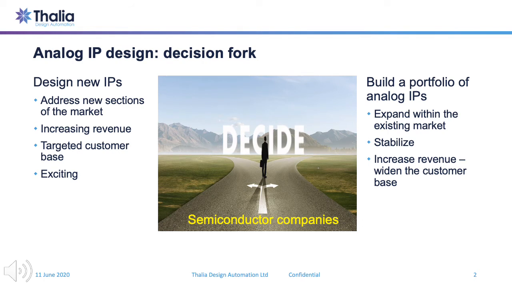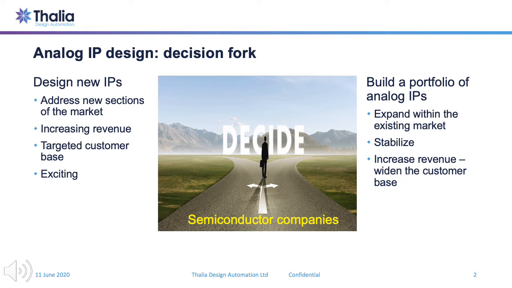What you see here is a classic decision fork faced by a number of semiconductor companies. Design new IPs or build a portfolio of analog IPs. Building a portfolio of analog IPs means designing IPs in different technologies and nodes. Obviously, both approaches have their own advantages and needs. Designing new IPs facilitates addressing new sections of the market. New IPs demand a lot higher revenues, and it is exciting to designers to work on newer, exciting applications.